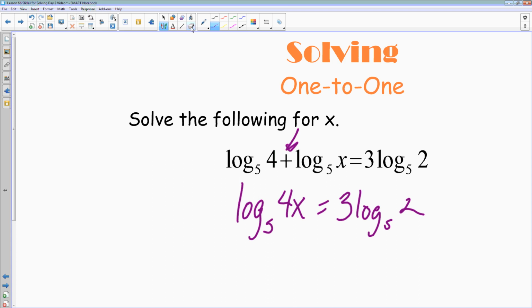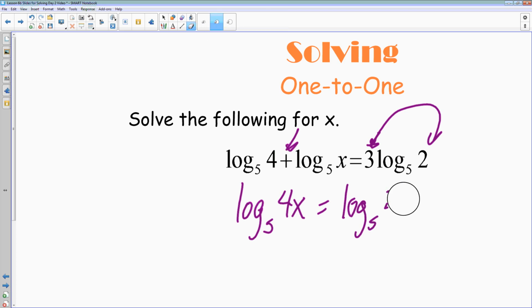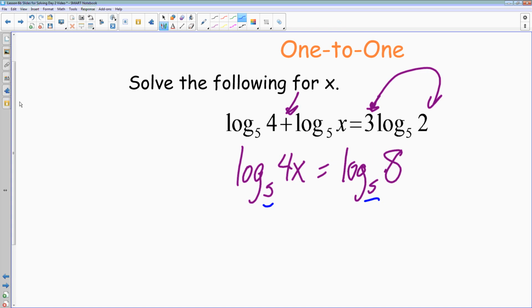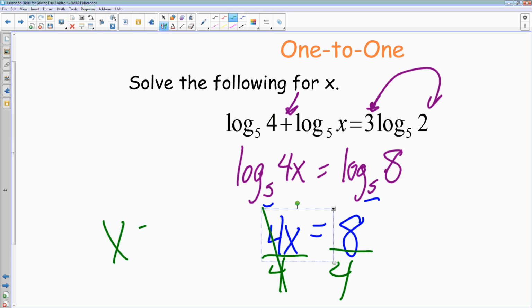Now I'm going to erase that for a moment. We notice this coefficient here. We can take that coefficient and make it the power, using the power property. So it becomes log base 5 of 2 to the third, but we know that 2 to the third is 8. Now we have a log equal to a log, so this is why it's one-to-one. Because our bases are the same, both base 5, we know that 4x is equal to 8. Then we divide both sides by 4 to get x equals 2.